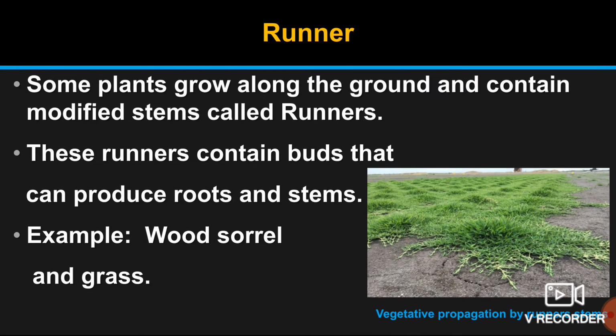So by seeing the diagram you can understand what a runner is. You can say this is a modified stem, and this kind of stem is present in grasses especially. This grass is very clear. You can take this grass, uproot it, and then you will get more idea about this.